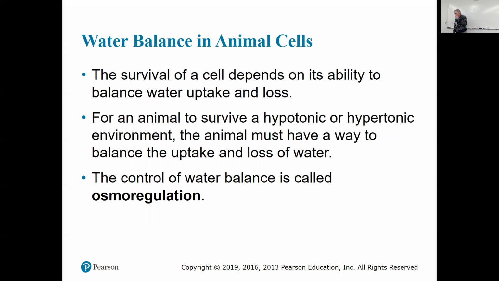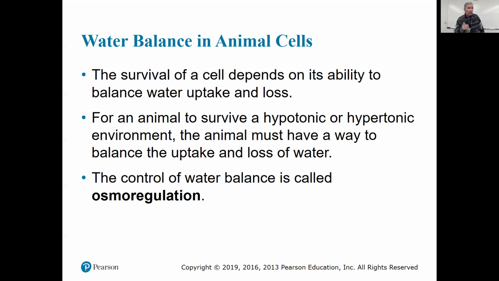So the survival of a cell depends on its ability to balance water uptake and loss. Because all the cells in your body, in the animal body, are permeable to water. Because they have these proteins called aquaporins, and they're water transport proteins. So water goes by facilitated diffusion back and forth across cell membranes, depending upon what side of the cell has a higher water concentration. So for an animal to survive a hypotonic or hypertonic environment, the animal must have a way to balance the uptake and loss of water.